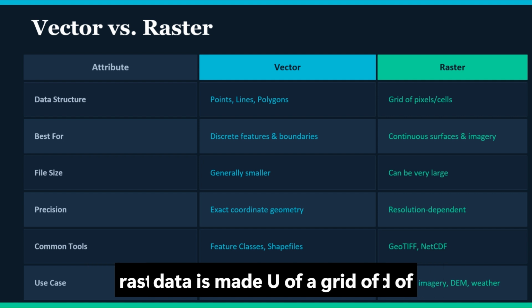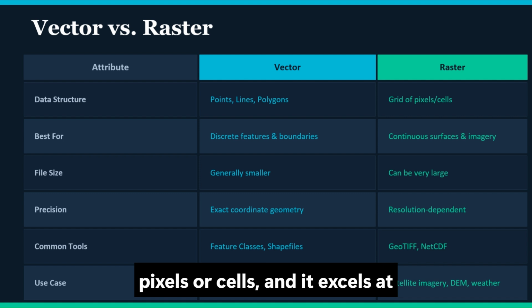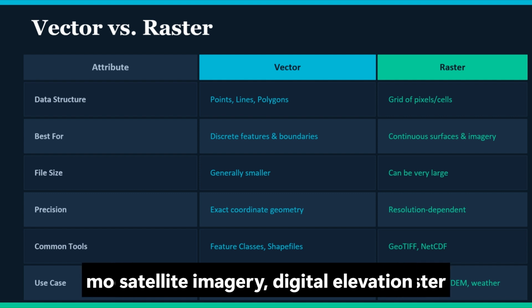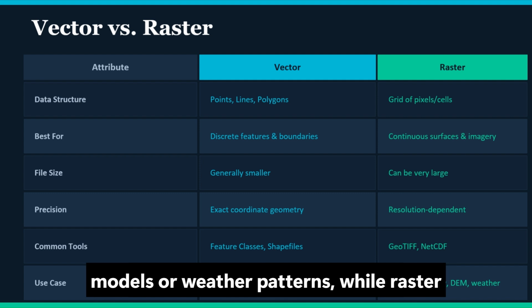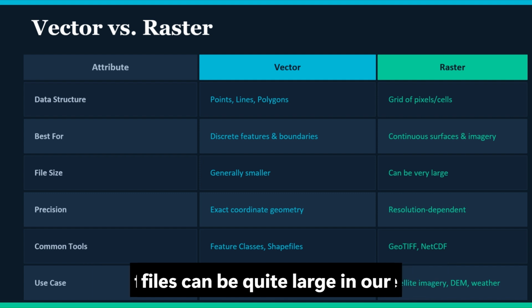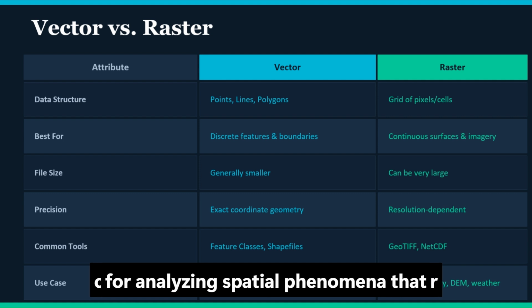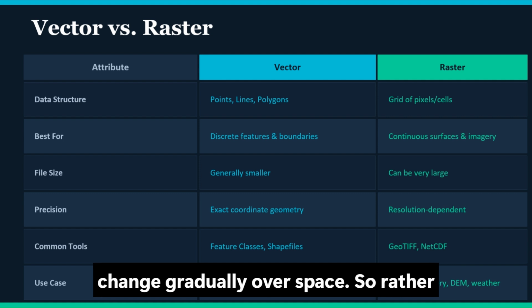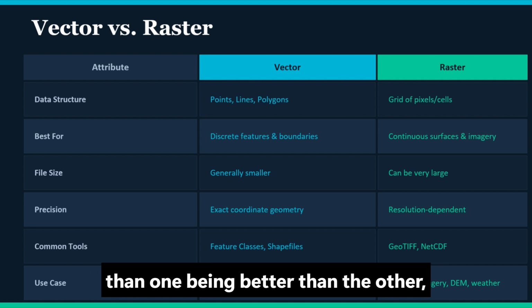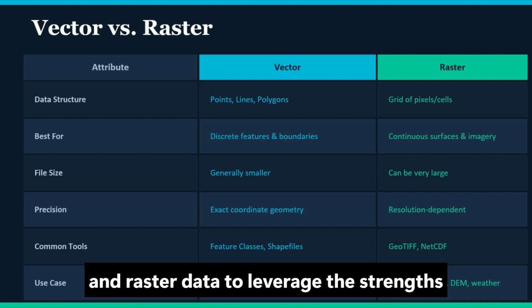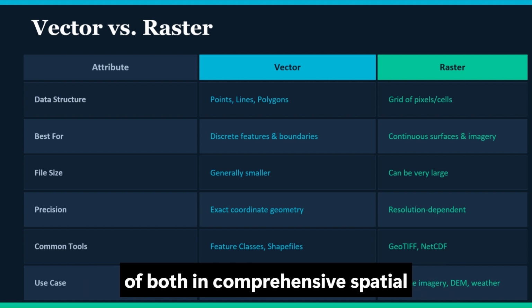On the other hand, raster data is made up of a grid of pixels or cells, and it excels at representing continuous surfaces such as satellite imagery, digital elevation models, or weather patterns. While raster files can be quite large and are resolution dependent, they are invaluable for analyzing spatial phenomena that change gradually over space. So, rather than one being better than the other, professionals typically combine vector and raster data to leverage the strengths of both in comprehensive spatial analyses.